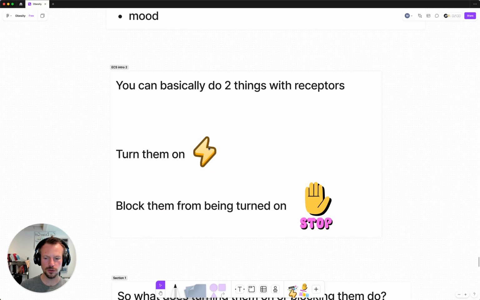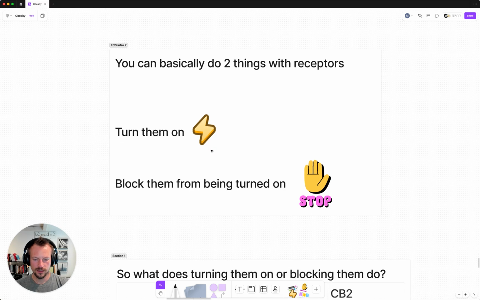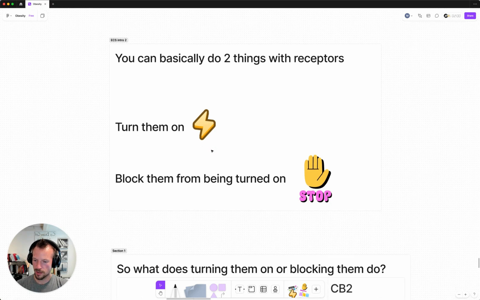Okay, so you can do two things with these receptors, CB1 and CB2. You can basically turn them on, so activate them, hit them, or block them from being turned on. That's the mental model that we need here. So what happens if you turn them on and what happens when you block them?